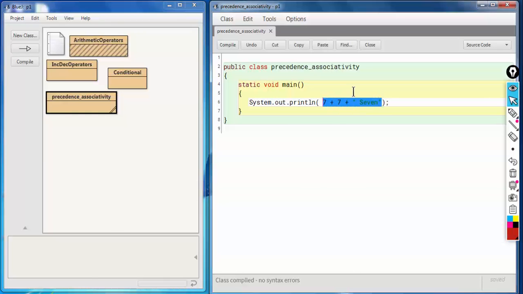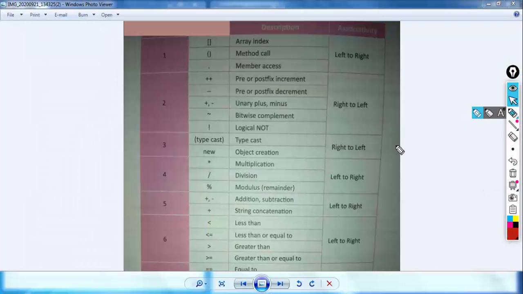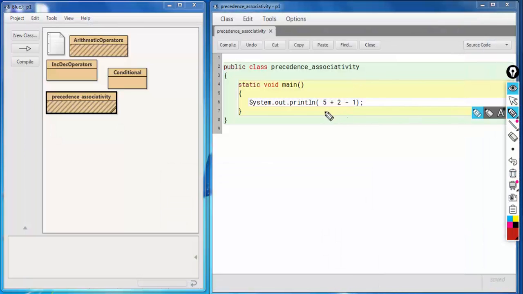Let's discuss one more example: 5 plus 2 minus 1. We have got two different operators, but their precedence is the same. If we look at the table, plus and minus have the same precedence, 5. So when the precedence is the same, which rule will be applied? The associativity rule, left to right. So the calculation will be done like this: 5 plus 2 is 7, and 7 minus 1 is 6.